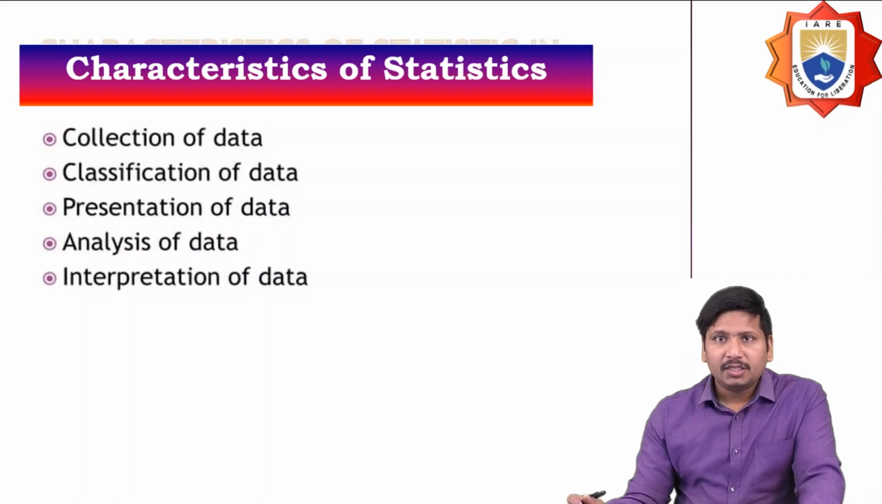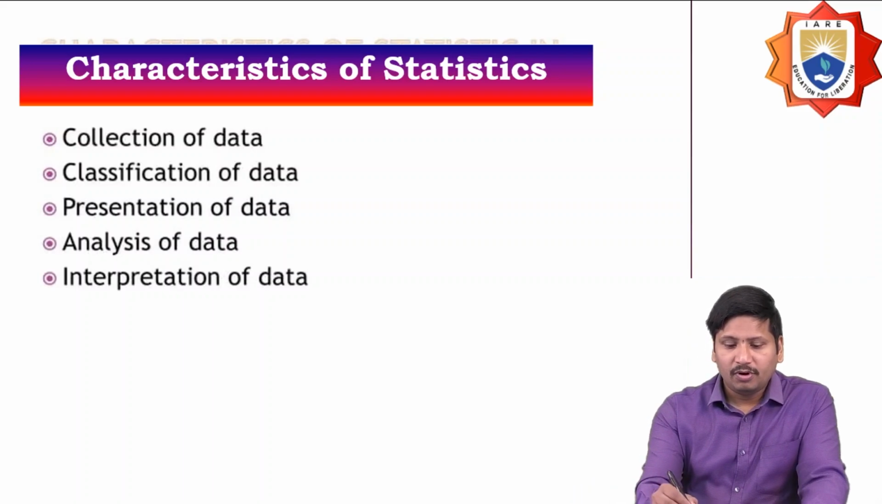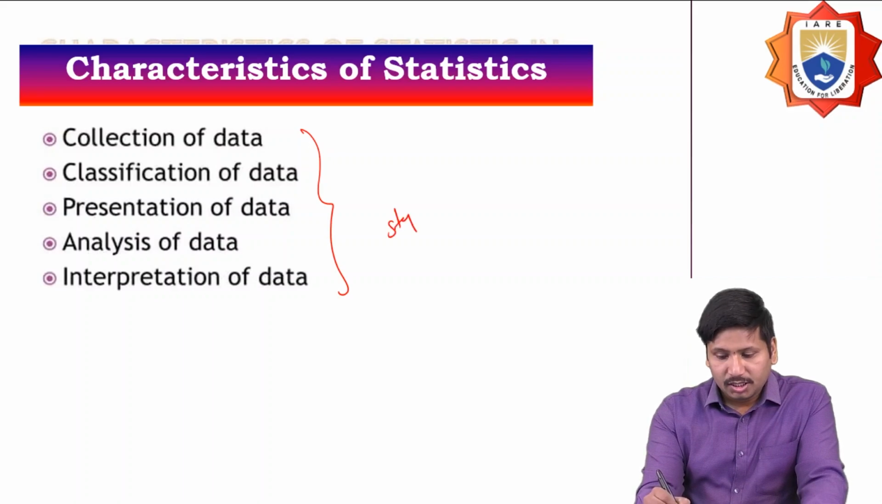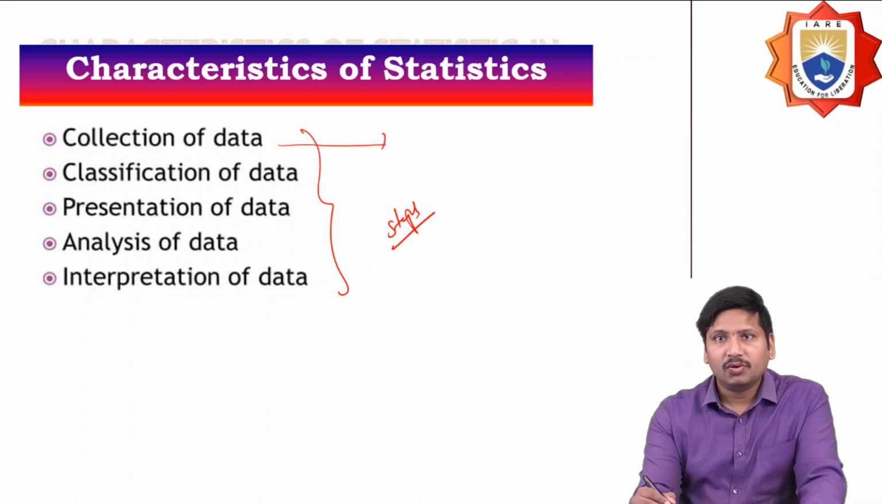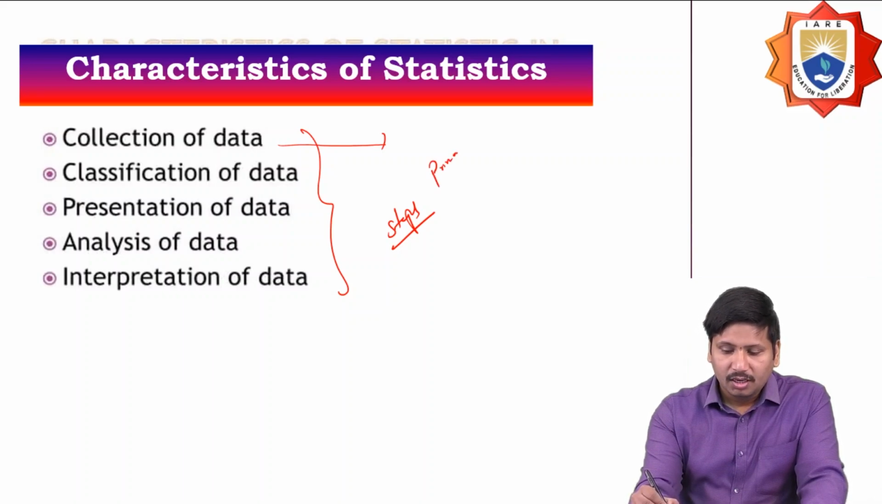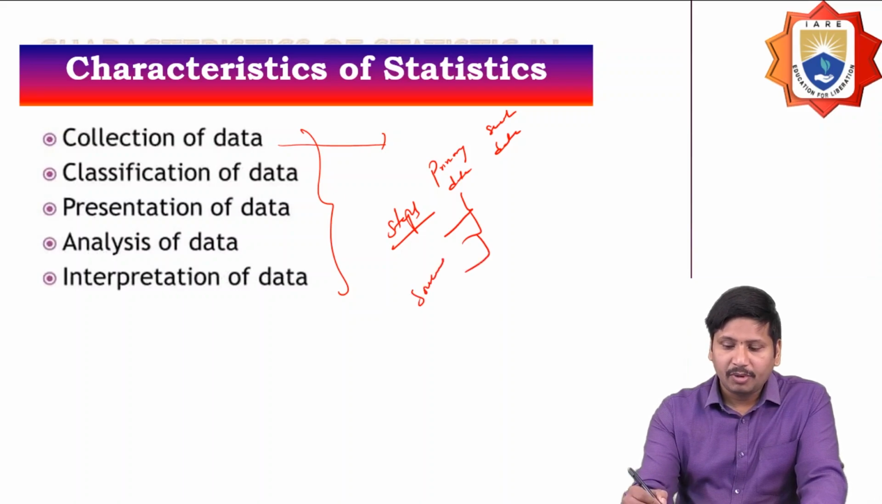Some other characteristics are collection of data, classification, presentation, analysis, and then interpretation of the data. These are the steps followed in statistics. The very first thing is collection of the data. Normally we collect different types of data, like primary data and secondary data. Different sources are available for primary data and secondary data.